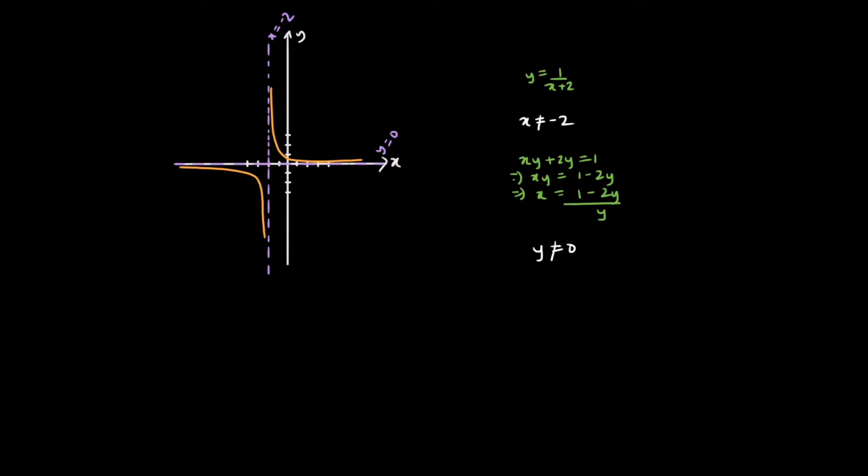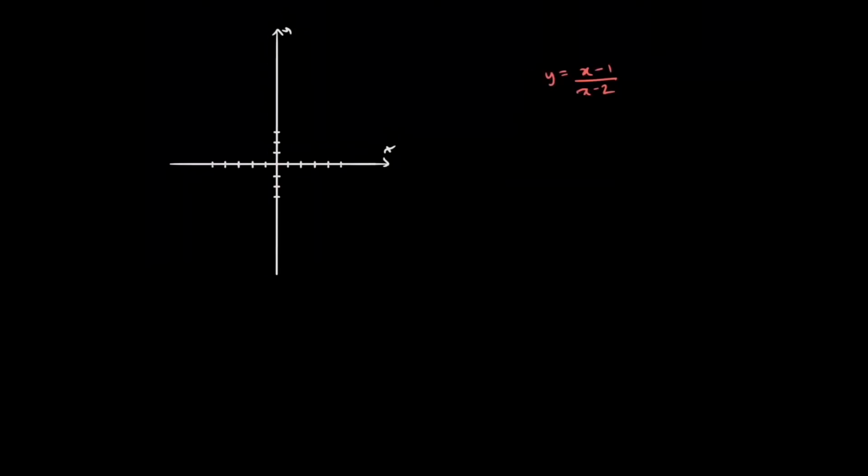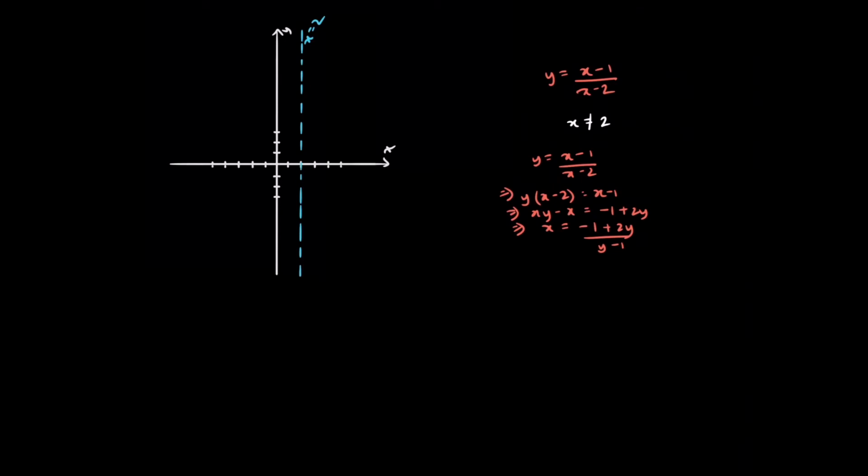Now let's have a look at how we can shift our horizontal asymptote. Say we have y equals (x minus 1) by (x minus 2). Remember, rule 1, our denominator cannot be 0, so x cannot be equal to 2, and x equals 2 is then our asymptote. Rule 2, we make x our subject. So if we do that, we get x equals (minus 1 plus 2y) by (y minus 1). Again, y cannot be equal to 1 because our denominator cannot be equal to 0. So y equals 1 is our horizontal asymptote.